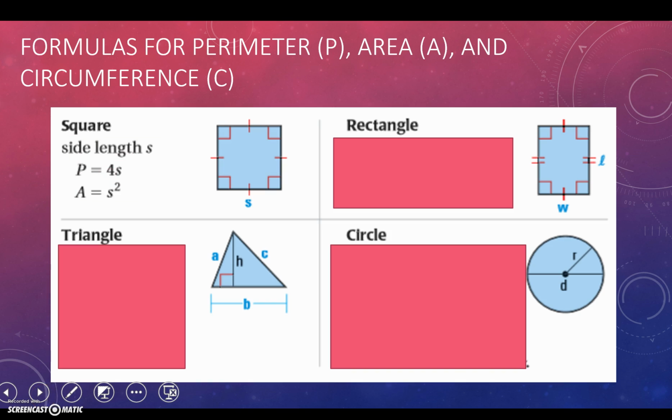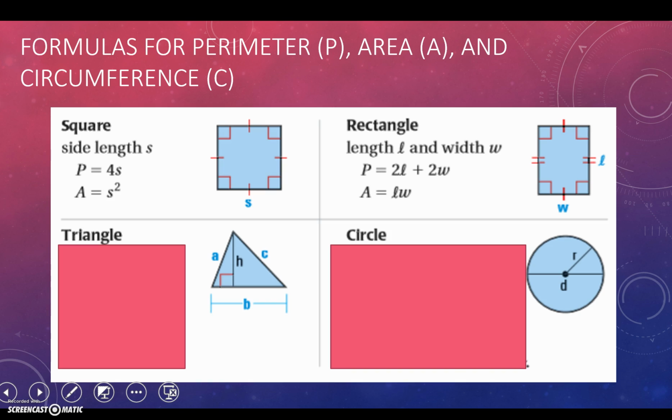Since the square has all equal sides, we know that we can say the perimeter is s plus s plus s plus s, but that's quite a bit. So we can just say it's 4 times the length of s because they're all the same. And then the area is side times side, and s times s is s squared.